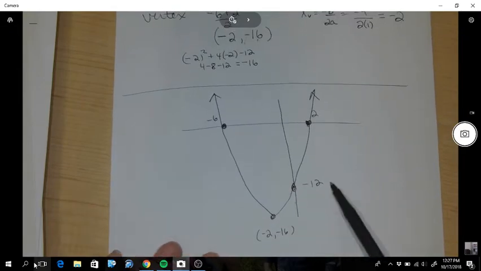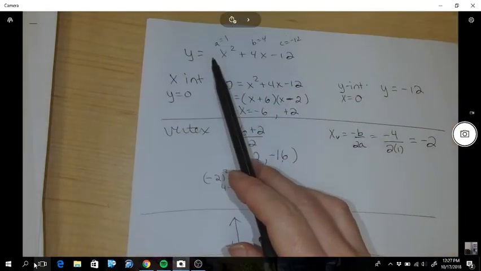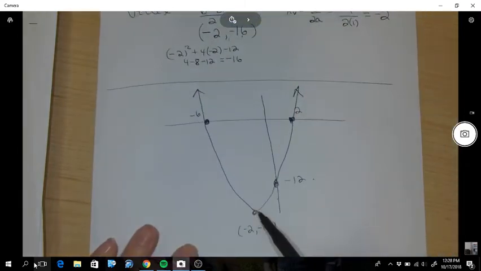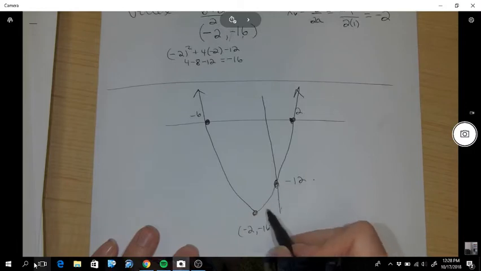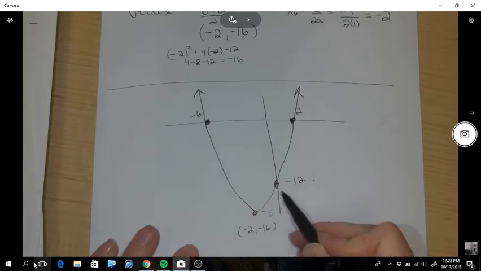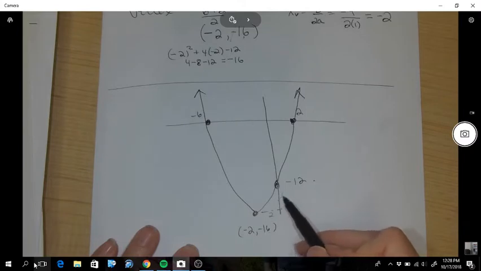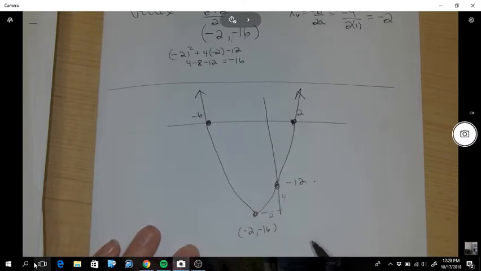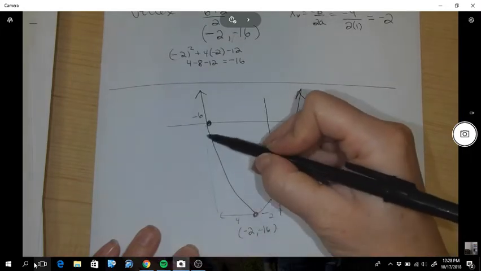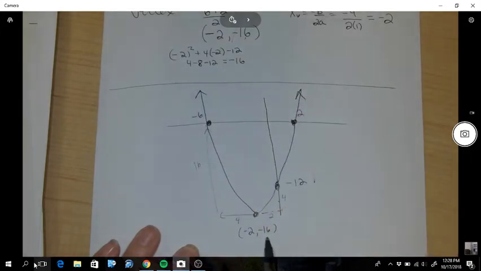I knew that my slope was 1, my a value, so I knew I was going over 1, up 1, over 2, up 4. Do you see this? From -2 to 0 is 2. From -16 to -12 was up 4. Do you see this pattern? From -2 to -6 was over 4, and then we should go up 16, which we do. So that all makes sense.